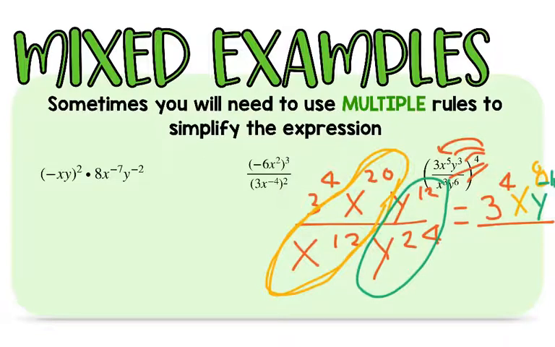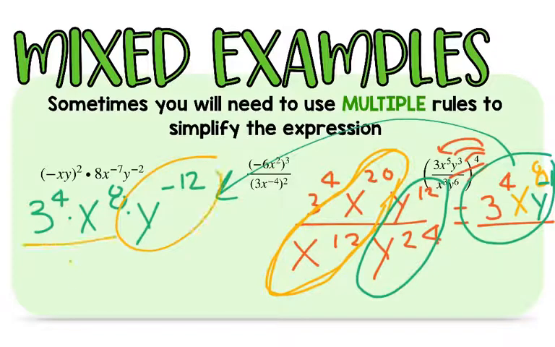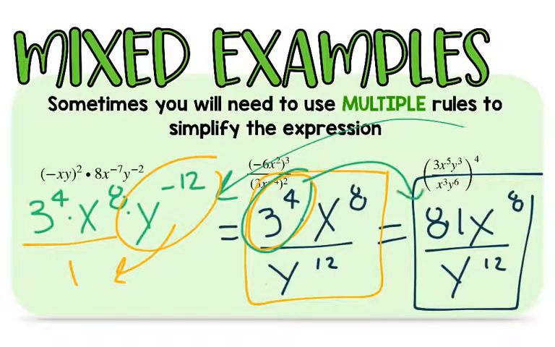I'm running out of room here, so I'm going to take this whole thing I have and write it over here. So 3 to the 4th times x to the 8th times y to the negative 12 is what we had. Okay, so now I can take my negative exponent and move it to the denominator and make it positive. So I moved it to the denominator and made it positive, which gave me this term right here. And just to further simplify things, I wrote 3 to the 4th power as 81, just to give me a nice, clean final answer.